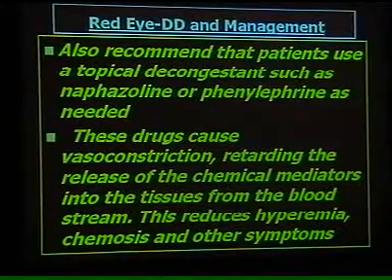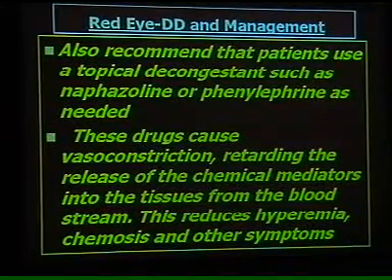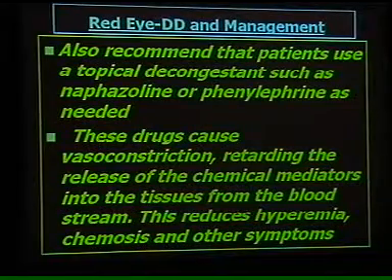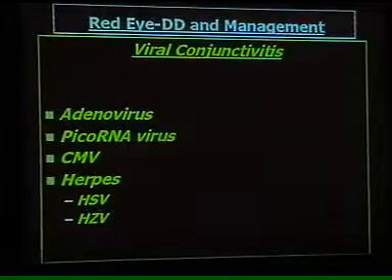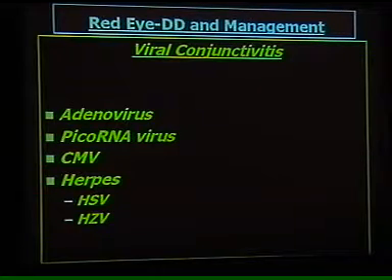So that's a decongestant. Naphazoline or phenylephrine can be used as a decongestant. Now, viral conjunctivitis: a number of viruses can involve the conjunctiva and the cornea. There are viruses which can only affect the cornea, there are viruses which can affect the conjunctiva only, and there are viruses affecting both. But for our interest, we have only 4 or 5 types of viruses.